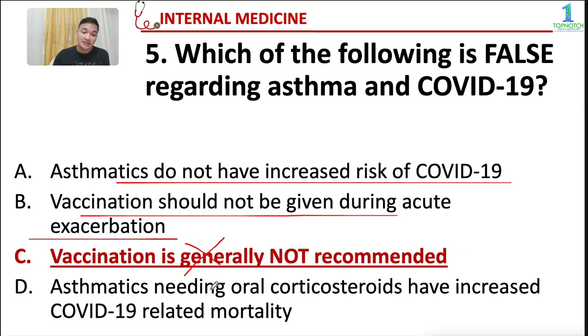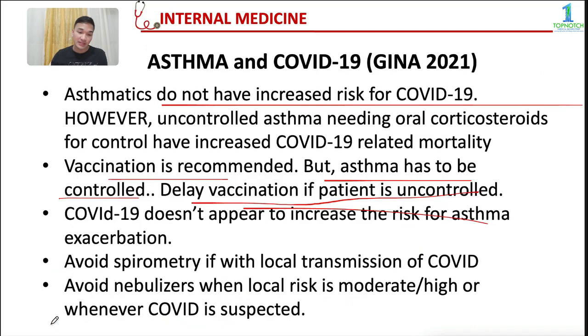And then letter D, asthmatics needing oral corticosteroids have increased COVID-19 related mortality. Patients who need oral corticosteroids don't have their asthma controlled well enough, which means that aside from increased mortality because their asthma is always uncontrolled, it also adds to the increase in COVID-19 related mortality. At baseline, their mortality rate is already high because their asthma is not controlled. So, they have increased COVID-19 related mortality. Okay.